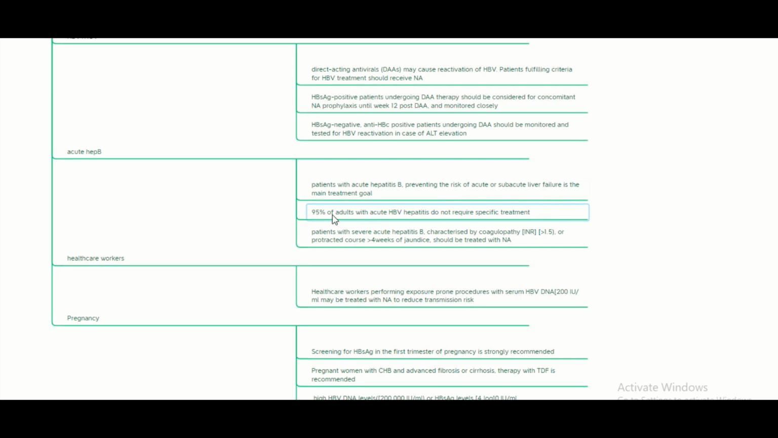Another important group of people are the patients with acute hepatitis B. The main goal of this phase is to prevent liver failure, which can be acute or subacute or fulminant. So these patients, usually 95% of these adults, do not require HBV treatment and do not require any specific treatment. Most of the treatment is symptomatic and detoxification.